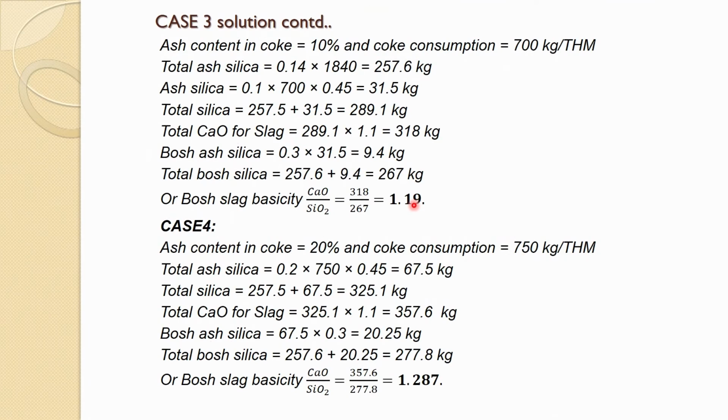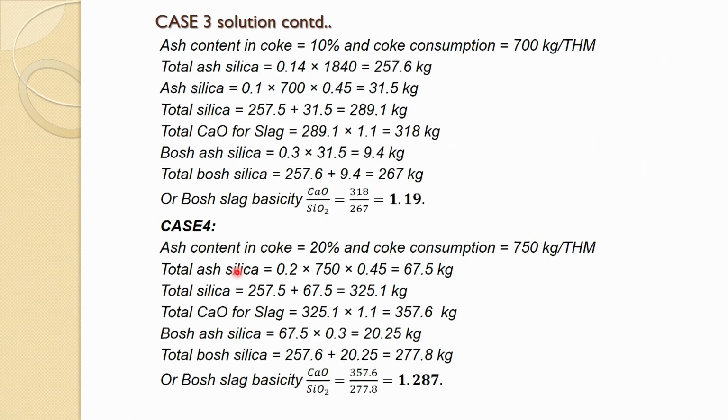So, lean ore, that is why it has a disadvantage in this form. Now, if we look at case 4, we will come back to this comparison again. In case 4, the S content in coke is increased to 20% and coke consumption is also increased to 750 kg per ton of hot metal.